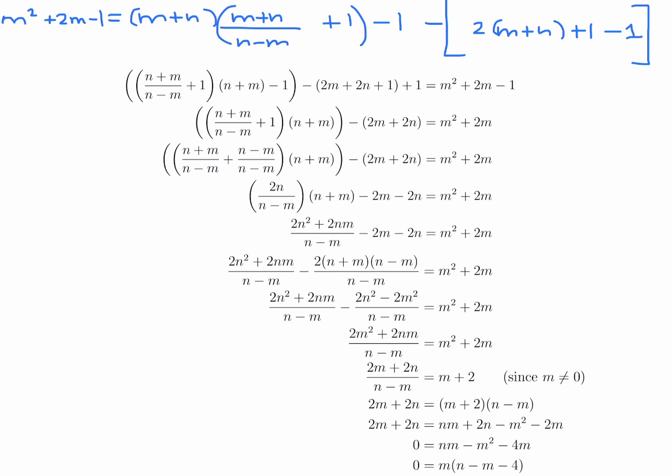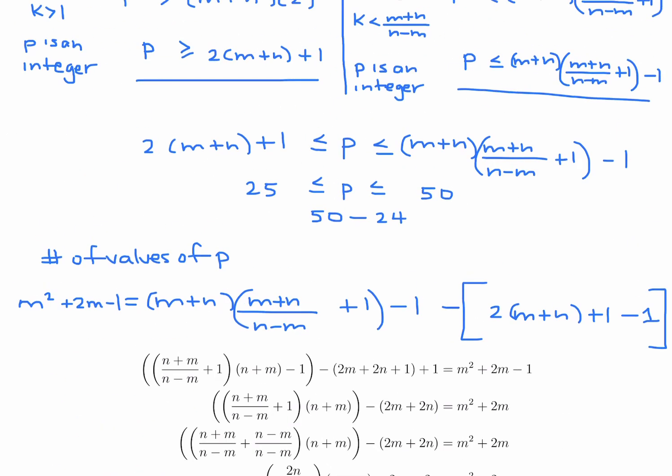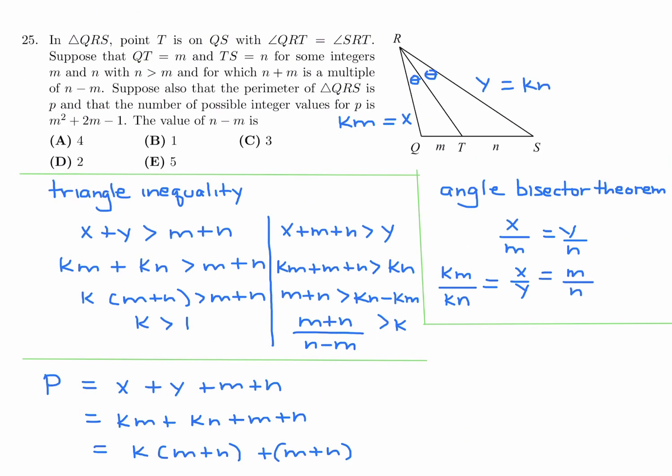And there you go. There's a simplification. I don't think you want to hear me go through all of this. That would be very painful. I encourage you to do this on your own, and when you do, you get to this very nice result at the very end. That 0 is equal to M times N minus M minus 4. Well, M and N represent distances, so M obviously cannot be 0. So that means that N minus M minus 4 must be equal to 0. That means N minus M is equal to 4. And that is what they wanted you to figure out, the value of N minus M. It's 4, and therefore the answer to this challenging question is A.